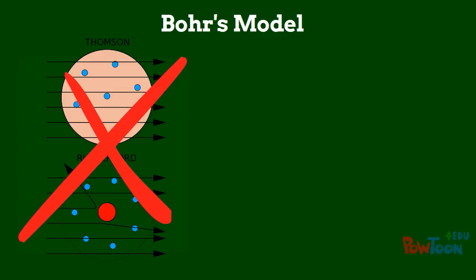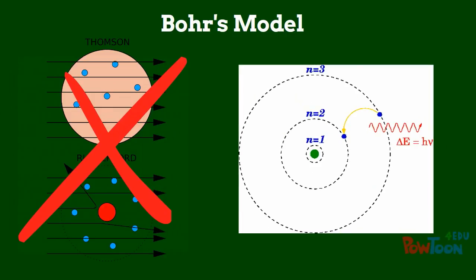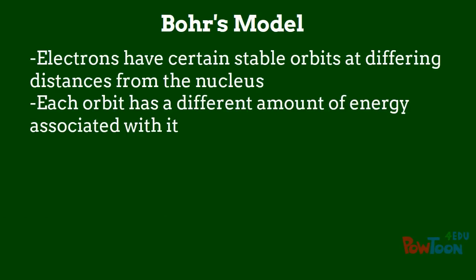Rutherford worked with one of his students, Niels Bohr, and a new model of the atom, the Bohr model, was developed. In the Bohr model, the positive charge is still in the nucleus, and the electrons exist in specific orbits around that nucleus. However, each orbit, or shell, has a specific amount of energy associated with it.